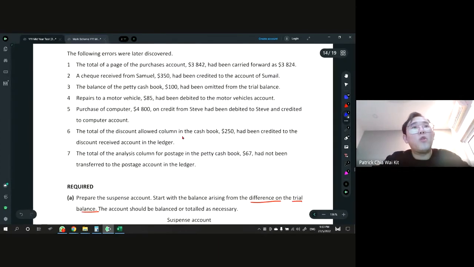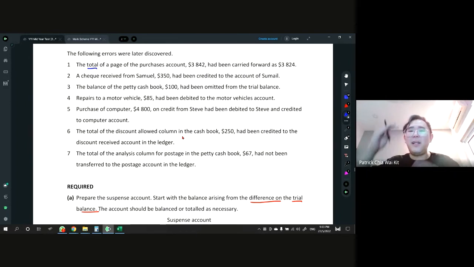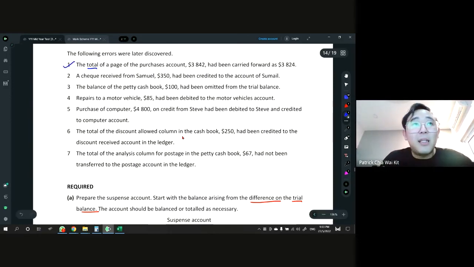All right, the first one: the total of the page of the purchases account, 3842, had been carried forward as 3824. So this is the total of the whole page of all purchases, and suddenly the number is wrong. This is not just a number wrong, because the word total is there. They're trying to tell you that the total is wrong, so therefore we have to use the adjustment method here.